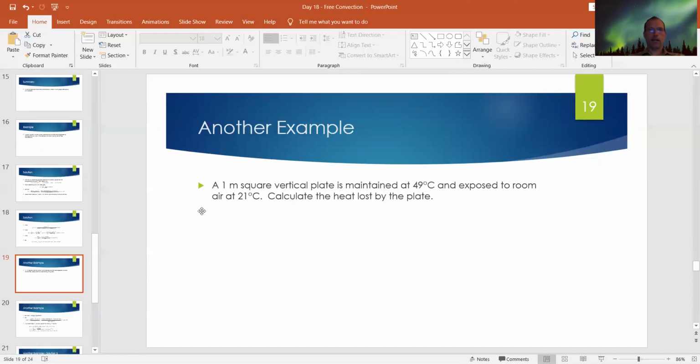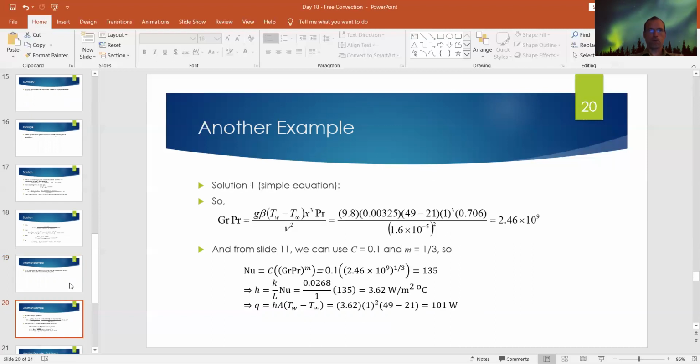Second example, again, have a 1 meter square, well, slightly bigger, 1 meter square vertical plate, still vertical. This guy's maintained at 49 degrees, exposed to room temperature at 21 degrees. Again, want to find the heat loss by this plate. So in this case, again, want to find my Grashof number.